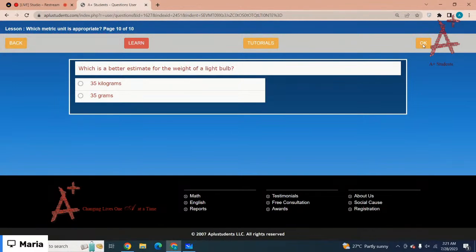Which is a better estimate for the weight of a light bulb, 35 kilograms or 35 grams? Which is the correct option? For a bulb, 35 kilograms is much greater, so that would be 35 grams. The correct option is 35 grams.